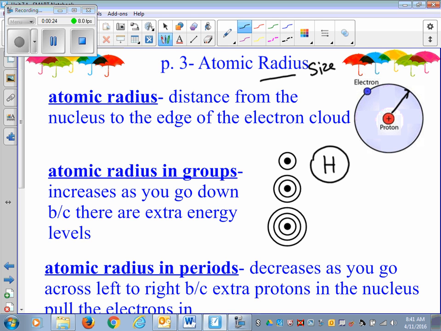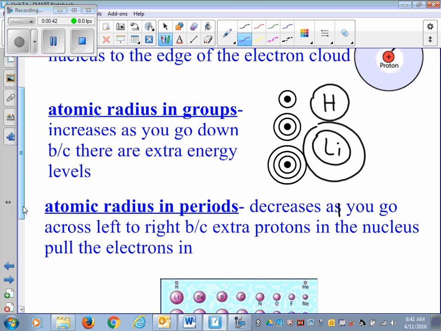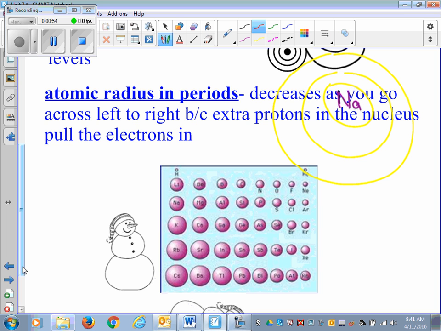And how do you know hydrogen has one energy level? Because hydrogen is in period 1. Anyone who is in period 1 has one energy level. So lithium is in period 2, it has 2 energy levels. Sodium is in period 3, so it has 3 energy levels. Potassium is in period 4, so it has 4 energy levels.